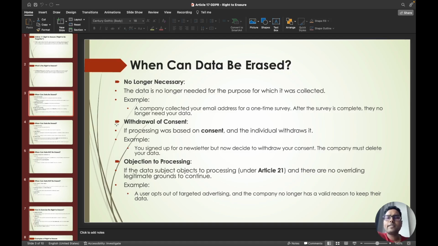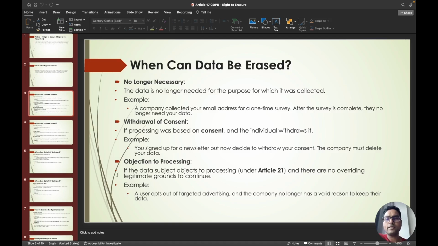Okay, so next is withdrawal of consent. That means if the data collection was based on consent, and at that time the data subject gave their consent to collect the data, and now the data subject wants to remove their consent. It is applicable only if the processing was based on consent. The example is: you sign up for a newsletter, and now you decide to withdraw your consent. There should be a mechanism in place where you can remove your consent, and the data controller will know that you no longer require the service or product and you are removing your consent. After that, they will stop processing your data.